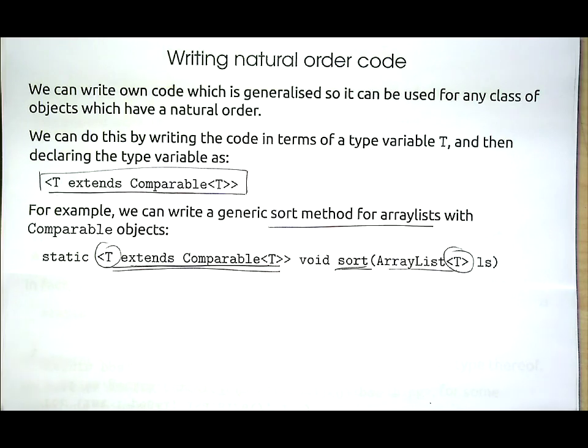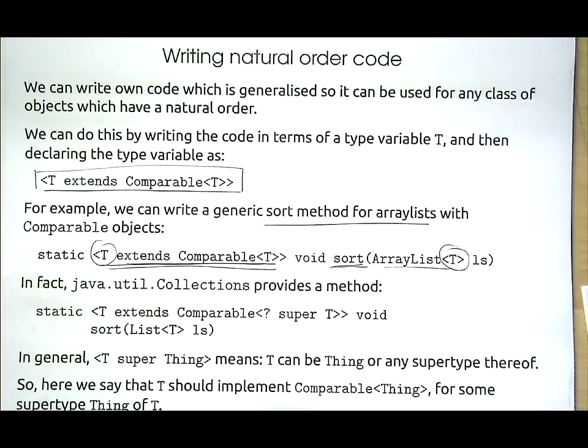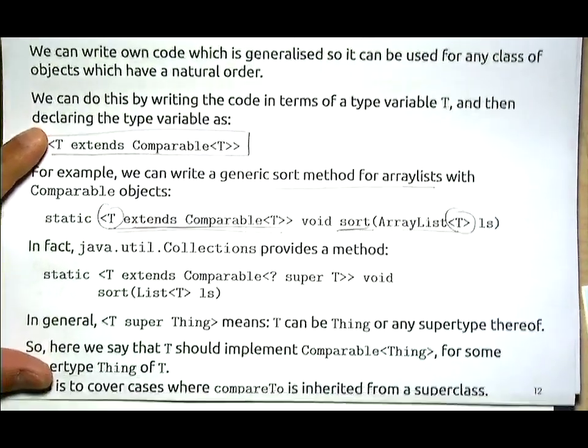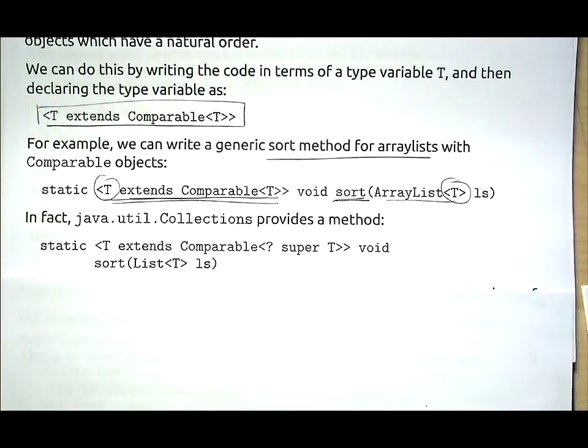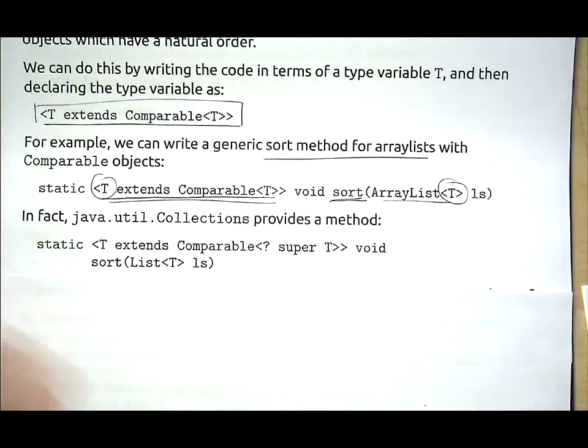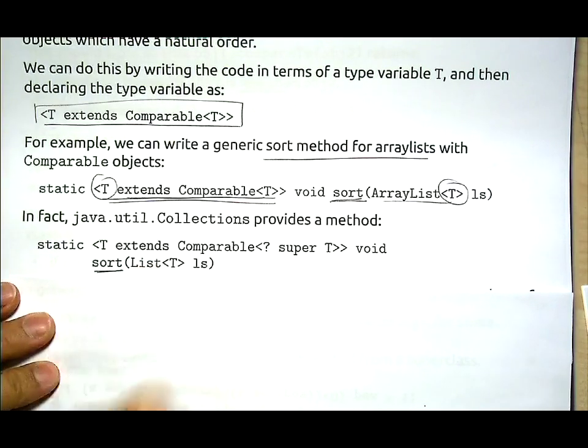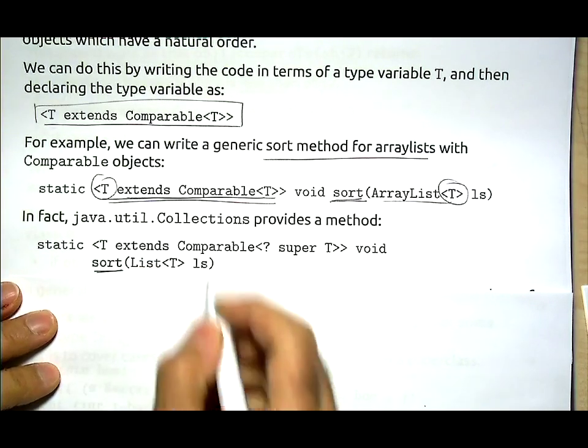And actually, in Java, you have a method with this kind of signature. If you go to the collections library, there is a method for sorting that has a very similar signature to the one we saw before. It says, here is my sort method. It works on lists of type T.